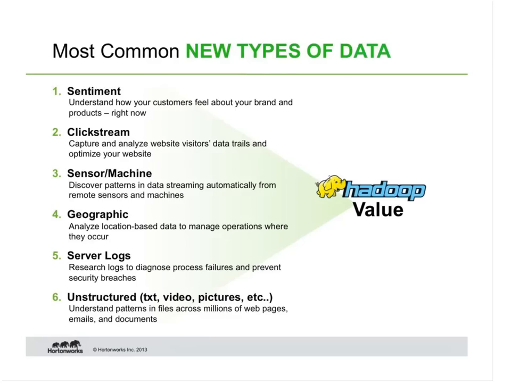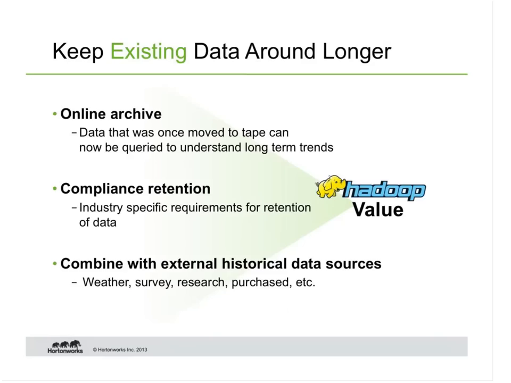Now, there's another common use case that I'll say that we see with Hadoop, and that is keeping existing data sources around longer, right? So there are a variety of reasons why instead of taking data and archiving it off into a tape or some other system where it is not accessible, keeping that data online longer makes a lot of sense for an organization. So an online archive is a common use case for Hadoop. Data that was once being moved to tape is now online and available to query and analyze for a variety of reasons, looking for longer-term trends or longer-term patterns in the data.